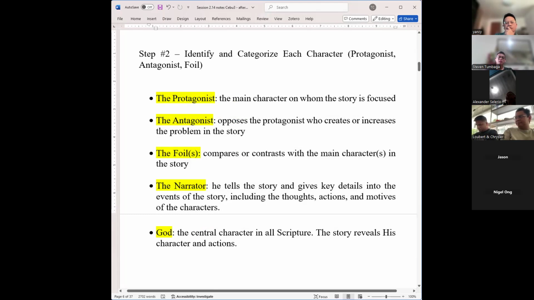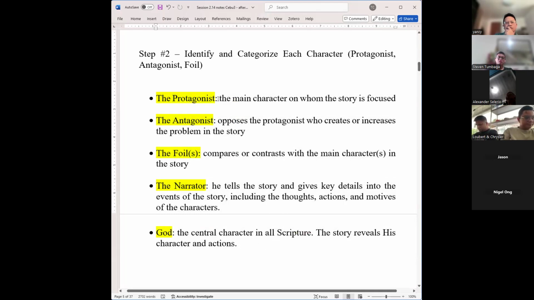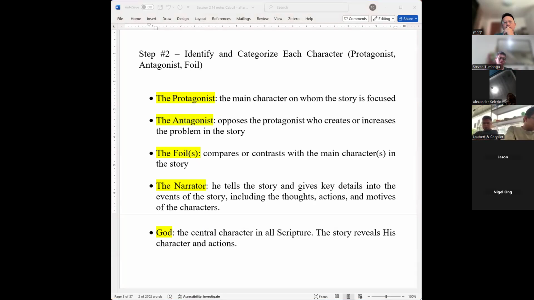So when you do the character analysis, the first thing you want to do is identify the characters. You identify the protagonist. Why did you choose that person as the protagonist? Well, they're the main character who experiences the problem. Then the antagonist: you identify who that is, and then you need to know why. And then the foils. Okay, so I'll show you that. Let me just pull this up.